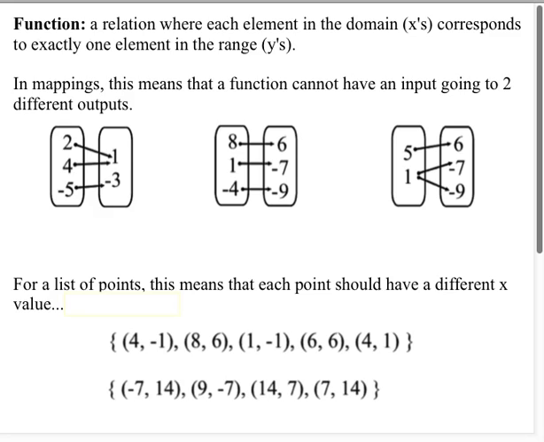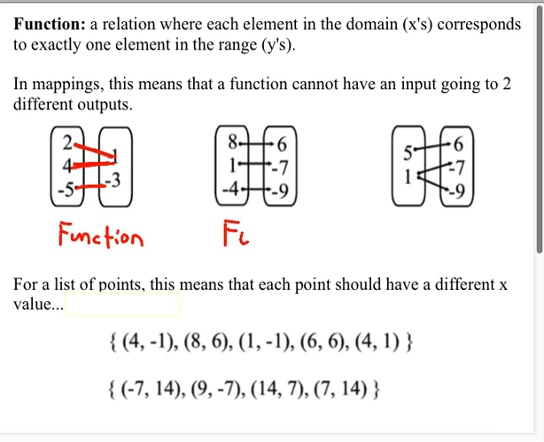Okay, so here, this would be a function, okay? Because 2 is going to a single output. 4 is going to a single output. Sorry, -5 is going to a single output. So that works. Each x is only going to a single y value. It's okay if they go to the same y value. So notice these two are both going to -1. That's fine. All that matters is that each x is going to only one y value.